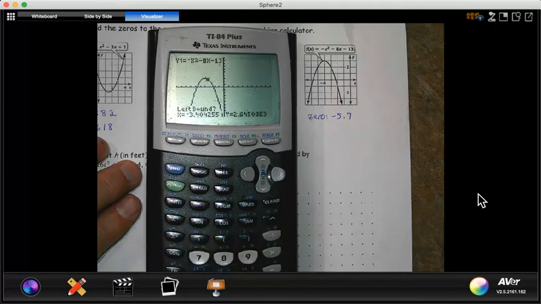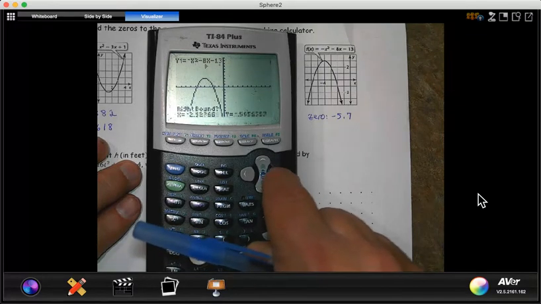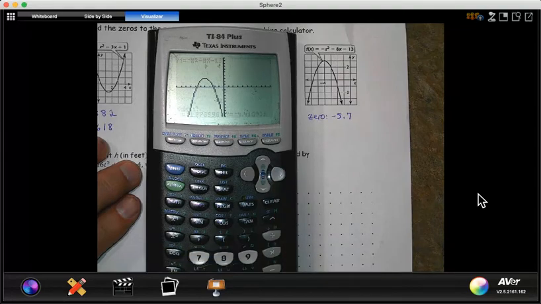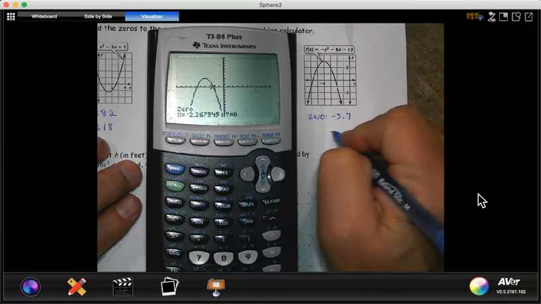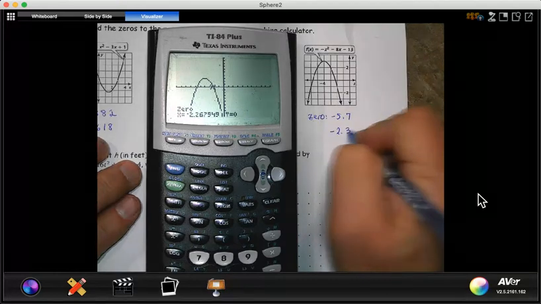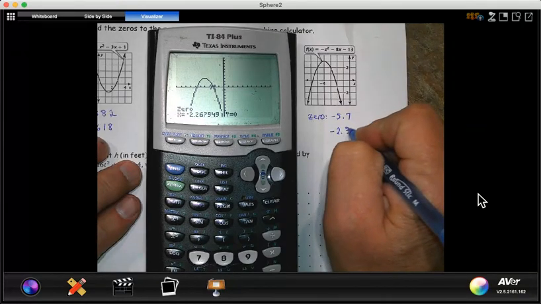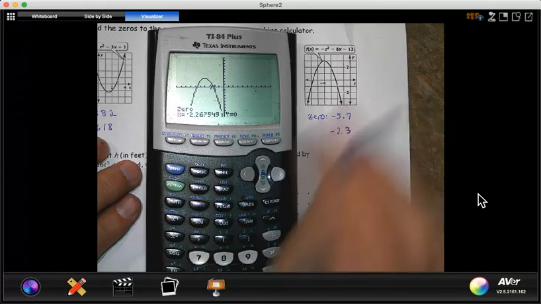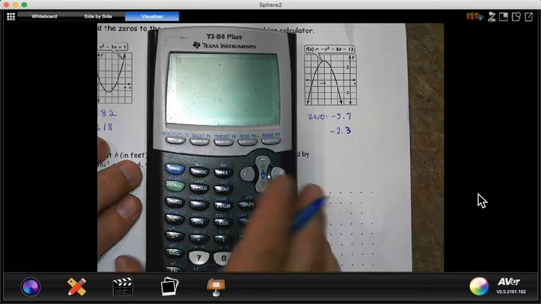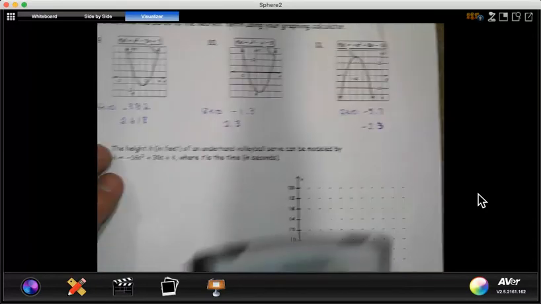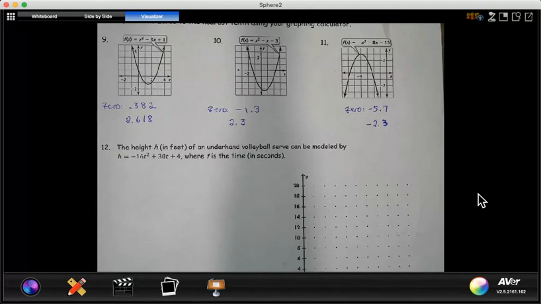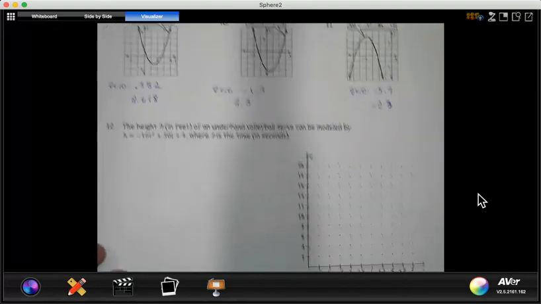Let's do the second one. So left boundary, right boundary, negative 2.3 if we're rounding to the tenths place. Cool. So that's graphing on your graphing calculator. And then the story problems.